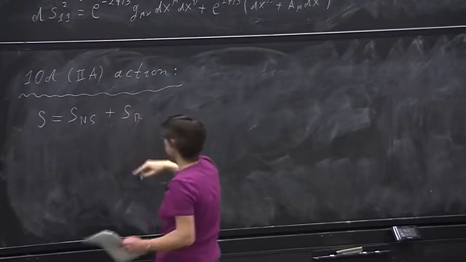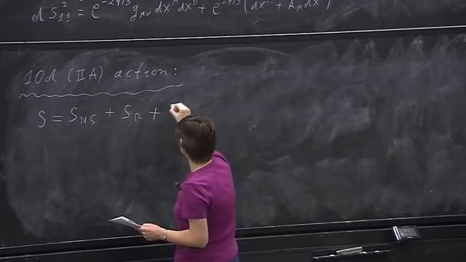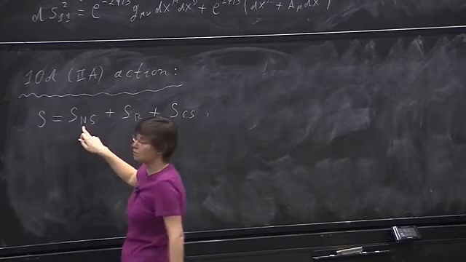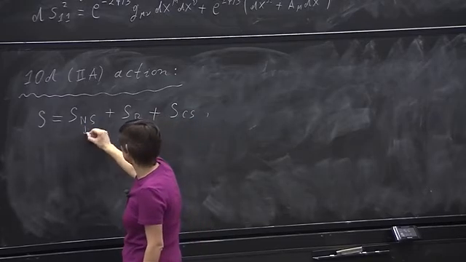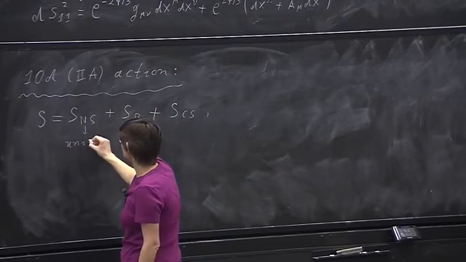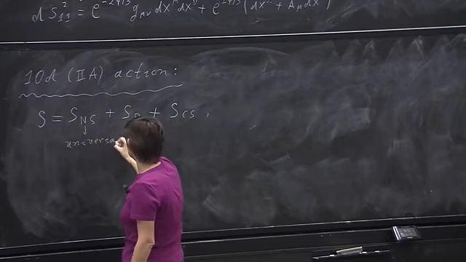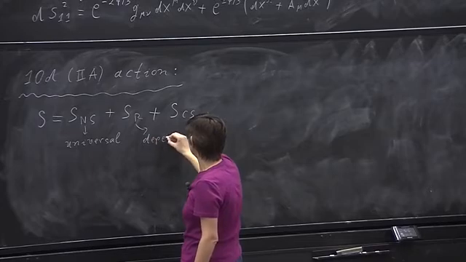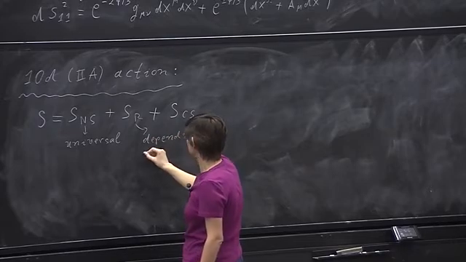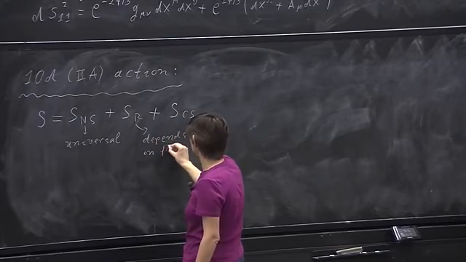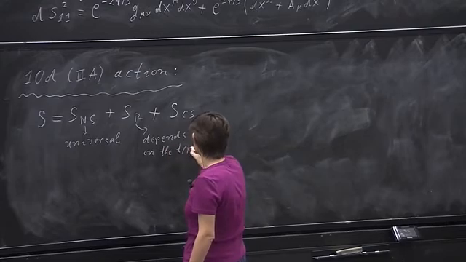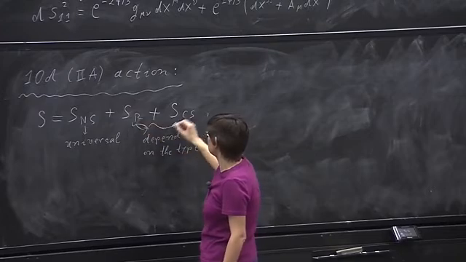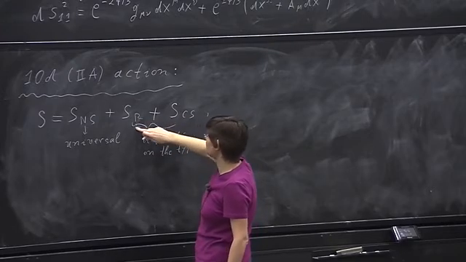This is Ramond, and a Chern-Simons term. And this action is universal for all string theories, not just for type 2A, whereas this depends on the type. This is because, including with the Chern-Simons term, in the different types of strings there are different types of Ramond-Ramond fields.